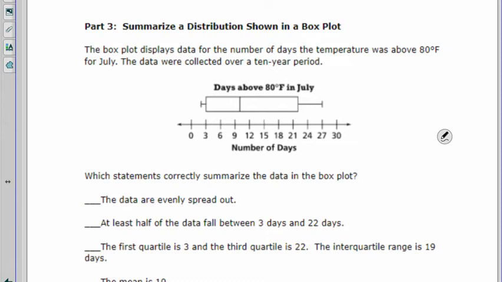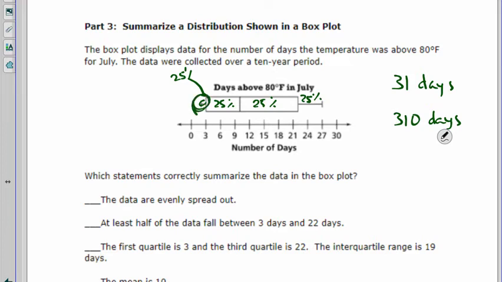All right, now we're going to try to summarize a distribution from a box plot. So we have this box plot for the number of days the temperature was above 80 in July. It breaks our data up into quartiles. There's 25%, that little piece right there. Here's 25%, here's 25%, and here's 25%.